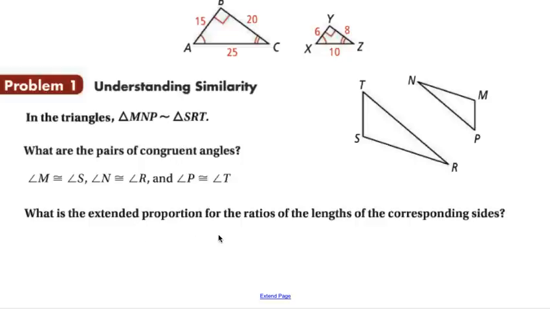We could also write an extended proportion for the ratios of the side lengths just using our similarity statement. So just looking at those, we could say that side MN would correspond to side SR, NP would correspond to RT, and MP would correspond to ST. So they all would have to share the same proportion.